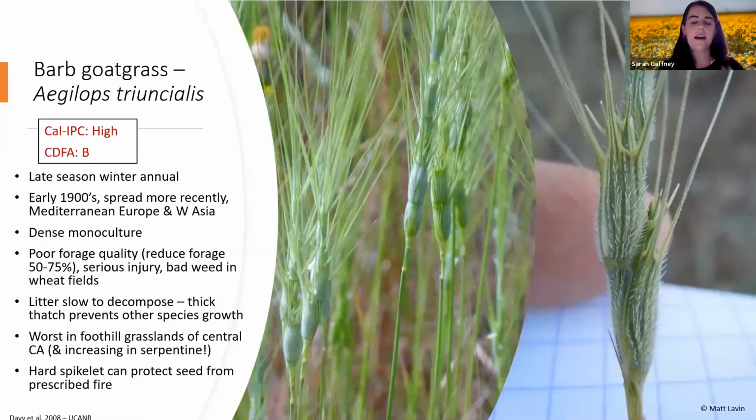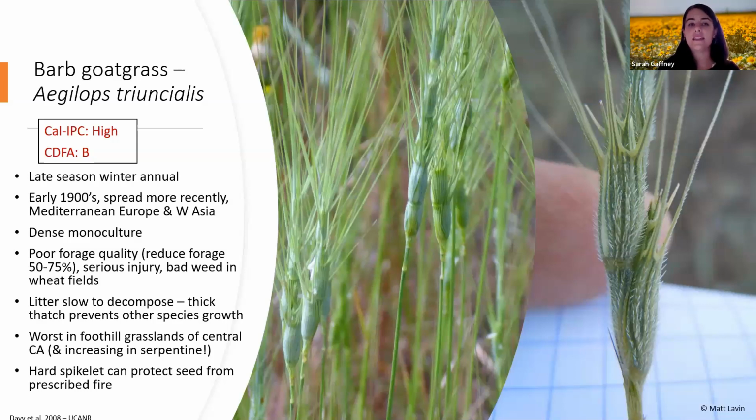So that's Medusa head. The last of the three main noxious weeds that I'm going to go over today is barb goat grass, Aegilops triuncialis. There are other Aegilops species that are entering California, but they basically pose the same problems as this species, so I'm just going to focus on this species, and they look very similar as well. Barb goat grass entered the United States in the early 1900s, but its spread has been a more recent phenomenon. Again, it's also from the Mediterranean area.